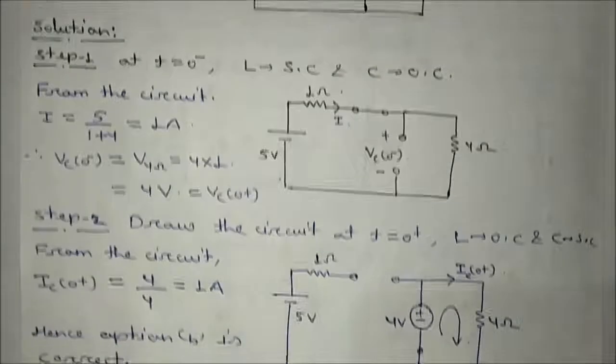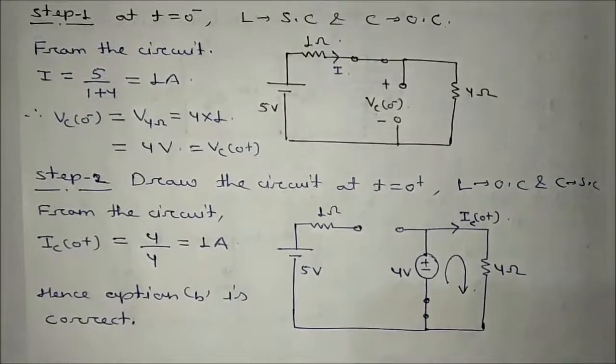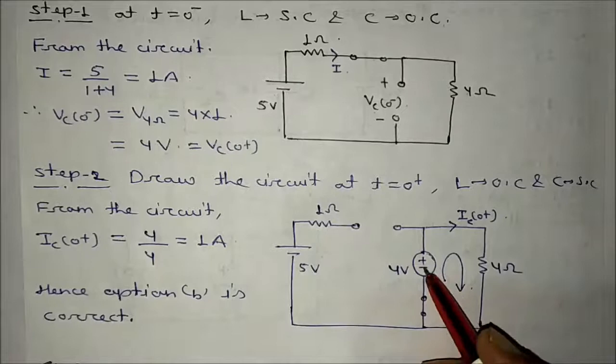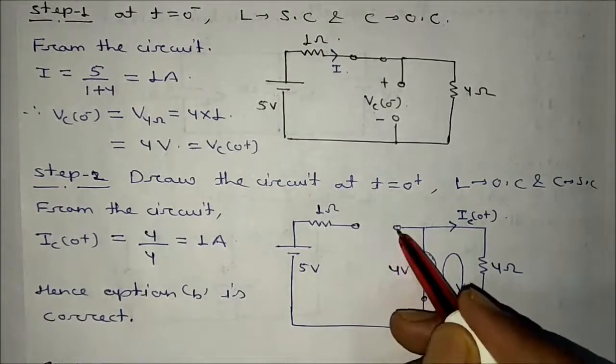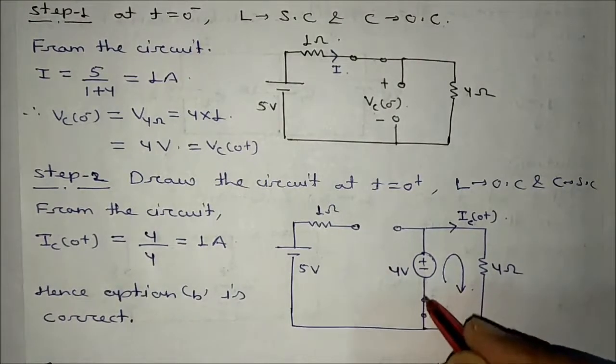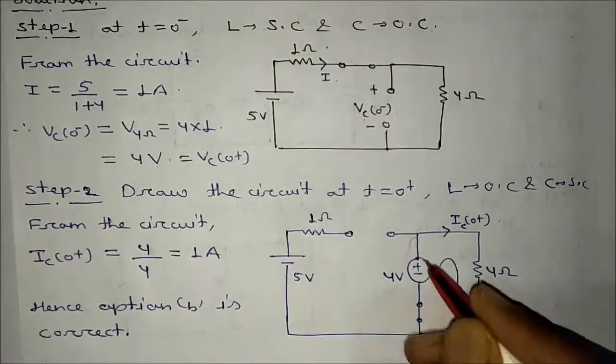Next step is drawing the circuit at t is equal to 0 plus. L will be open circuited and C will be replaced with its voltage source equivalent, that is 4 volt, capacitor is placed. The switch is now open circuited. Now we have to find the capacitor current. This section is the capacitor section.